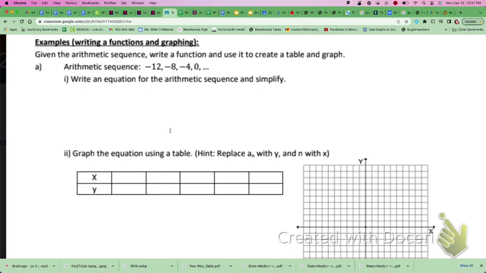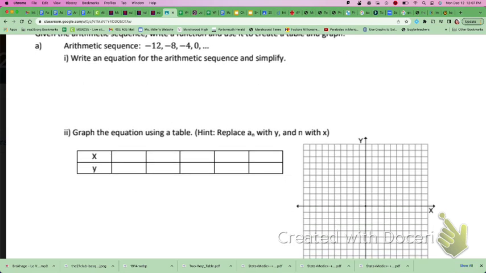Okay, so here we go. Graphing. So write an equation, simplify, and then graph. Are you ready? Okay, so my first term is what? Negative 12 plus n minus 1 times, what's the common difference? What's happening each time? Adding 4. Good. So positive 4. So a sub n is equal to negative 12 plus n minus 1 times 4.